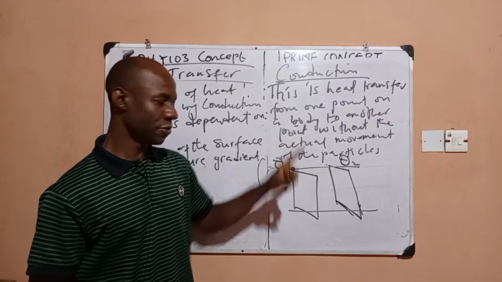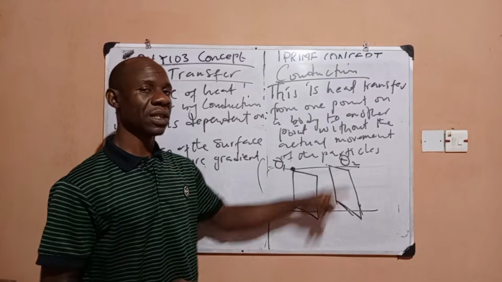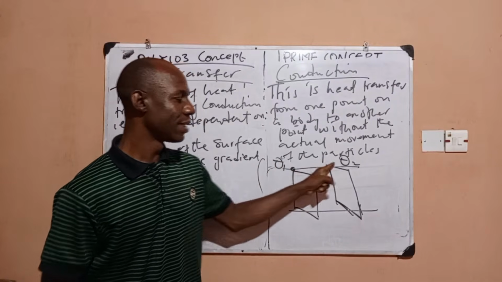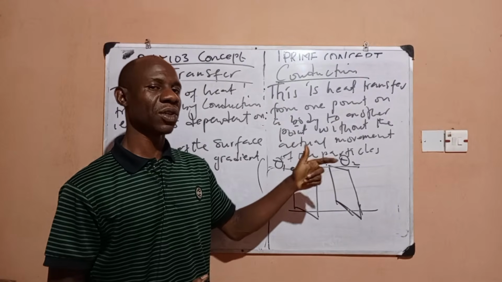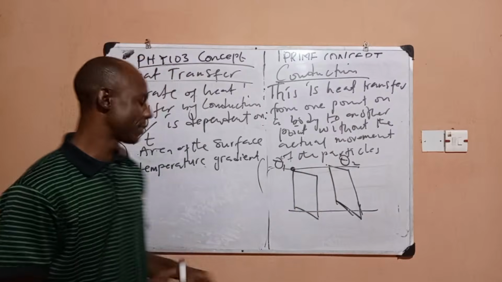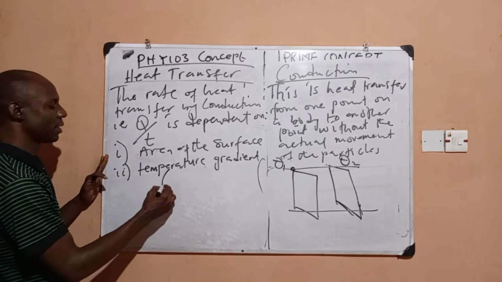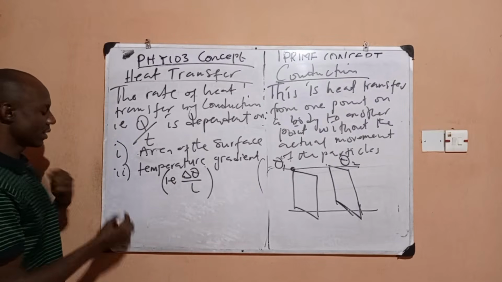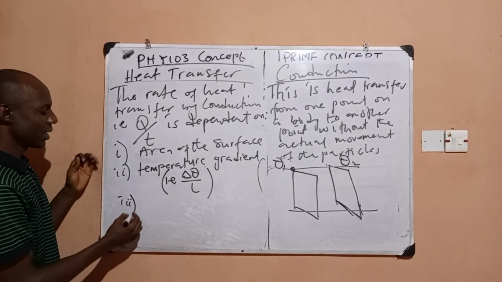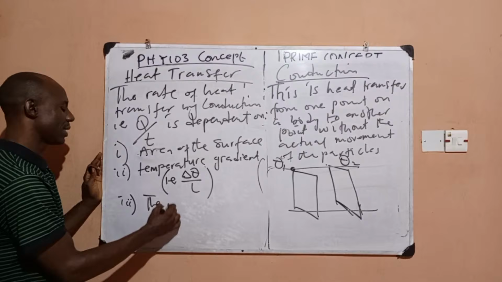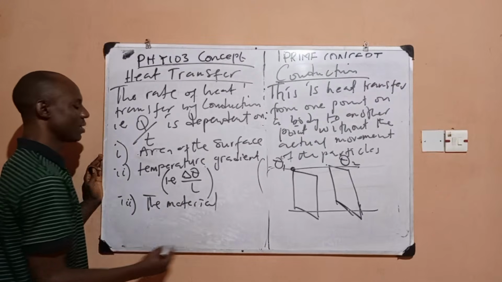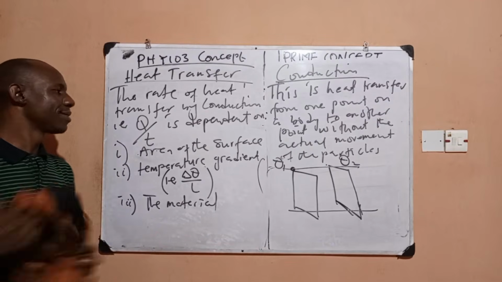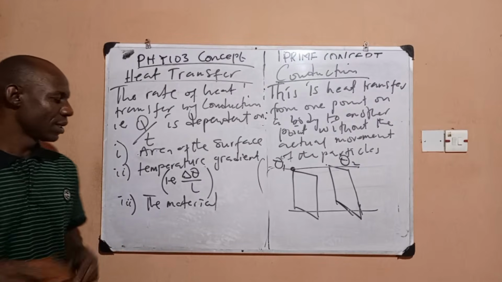But how fast heat will be transferred from this point to this point will be dependent on the difference in the temperature, and would also be dependent on the length through which that heat is transferred. That is what you call temperature gradient, change in temperature with the length. Temperature gradient is simply change in theta over what? The distance. You can call it x. Then number three, the rate of heat transfer is dependent on the material or the nature of the material. So these are the three things that the rate of heat transfer by conduction is dependent on.